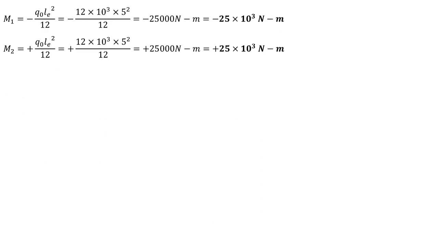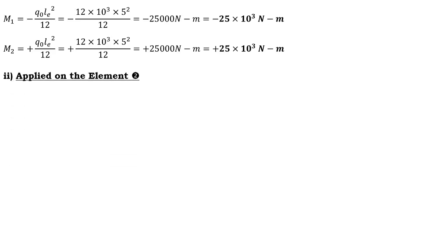So next I need to calculate M1 and M2. Once again, M1 and M2 both values are same, but they are opposite in sign. So M1 is minus 25 into 10 to the power of 3 and M2 is plus 25 into 10 to the power of 3. Same substitution applied. UDL is 12 kilonewton per meter. Therefore, it is 12 into 10 to the power of 3 Newton per meter, and length is 5 meter for the first element. Therefore, it is 5 square. So minus 25 for M1, plus 25, that is kilonewton meter. Therefore, I multiplied with 10 to the power of 3. Therefore, it is minus 25 into 10 to the power of 3 Newton meter.